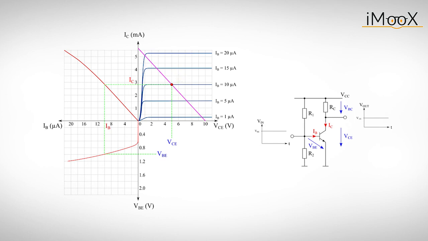As we already know, we simply have to adjust R1 and R2 to get a voltage drop at the base somewhat over 0.6 volt. This leads to a base current IB, which again leads to a collector current IC, and finally to a steady state output voltage VCE.